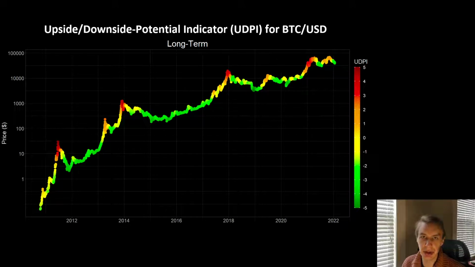So what I'm showing you here is the long-term version of our upside downside potential indicator. So this cares about moves that play out over months to years, kind of these broader market cycle moves. That's what it really is trying to pick up on, points of low and high risk within those broader points.